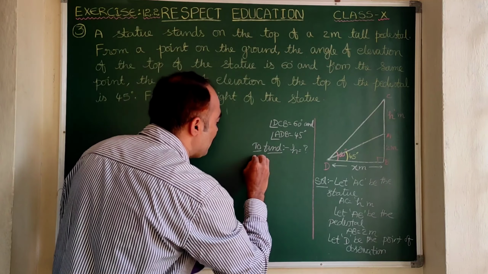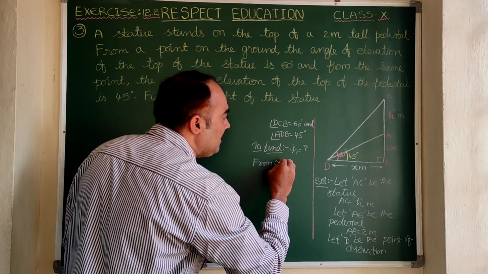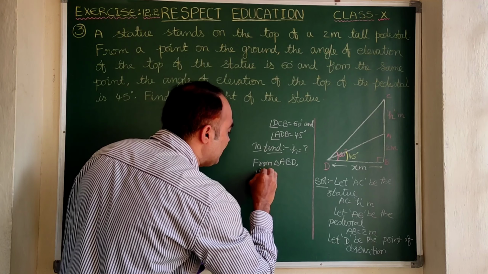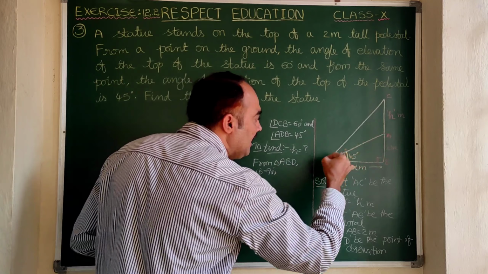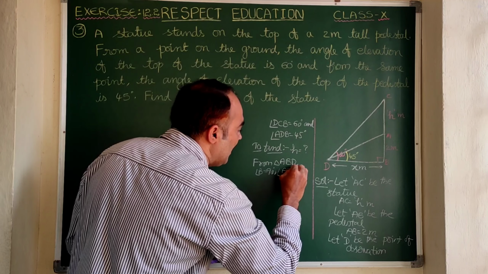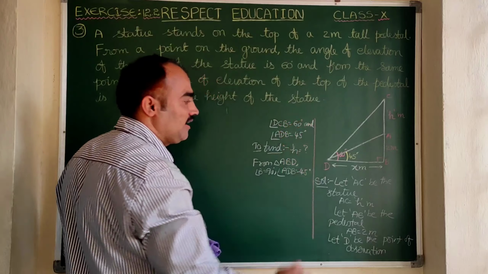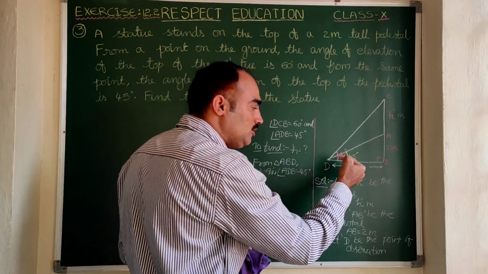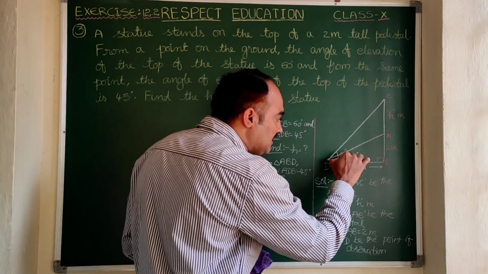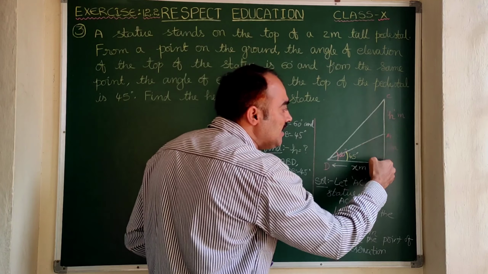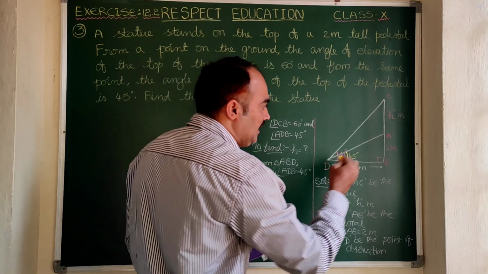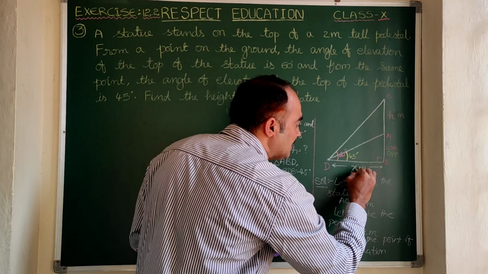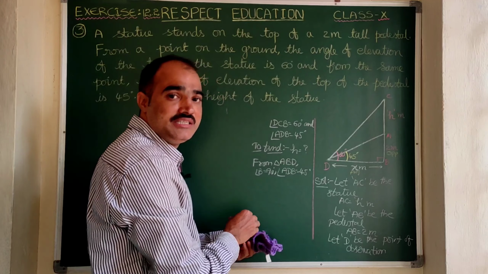So let us write from triangle ABD, in which angle B is equal to 90 degrees and angle ADB is equal to 45 degrees. Now let us assume ourselves as the observer. If you stand at D, then the opposite side is AB. At the same time, BD acts as adjacent side. Now the suitable trigonometric ratio is tan theta.